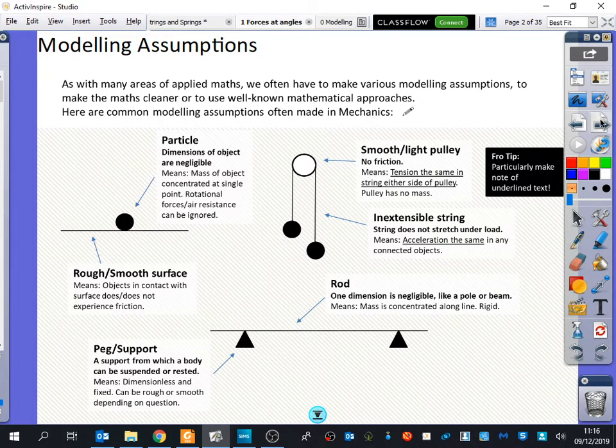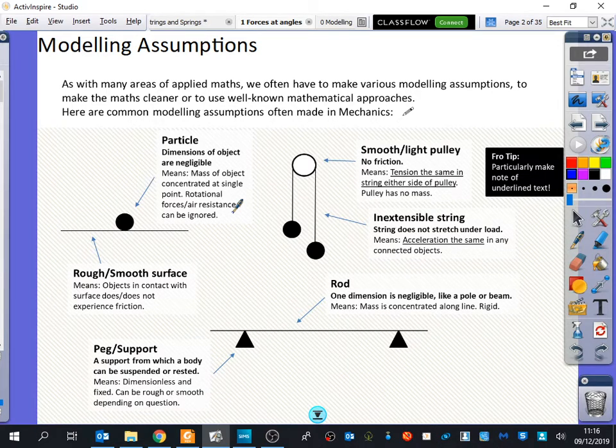It's just when they say things like the ball is modelled as a particle, like what are some of the assumptions? I've written what some of these assumptions are. The dimensions of the object are negligible. What does that mean? It means that the mass of the object is concentrated at a single point. Rotational forces or air resistance can be ignored. So if something says it's modelled as a particle and it says, what does that mean? You can say we've ignored air resistance, for example, okay?